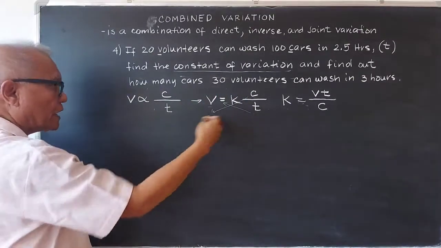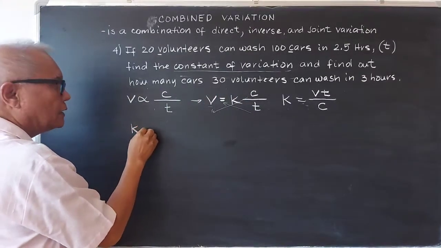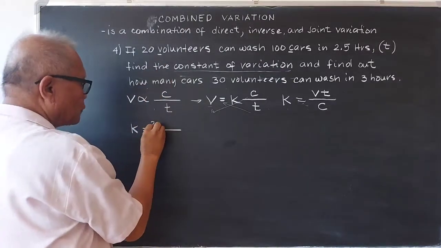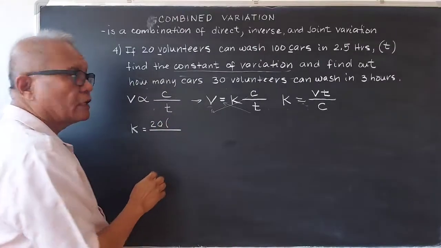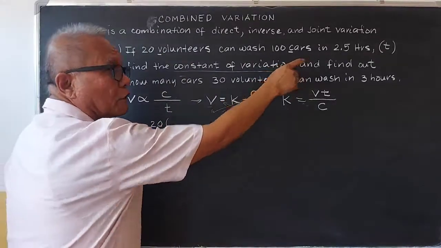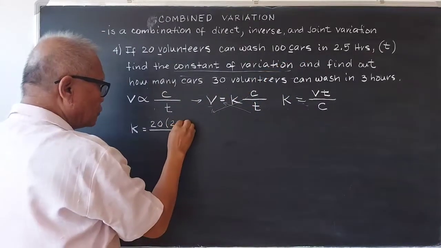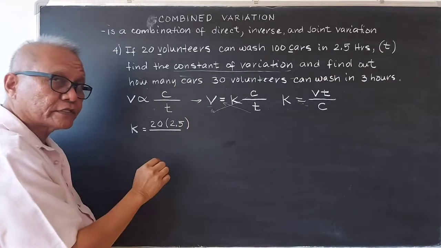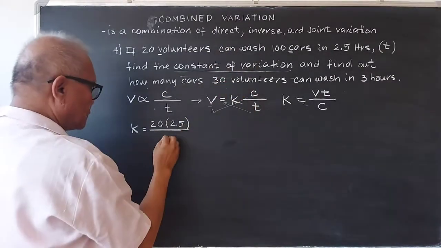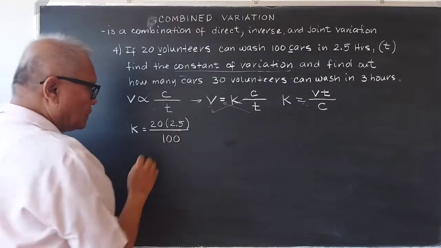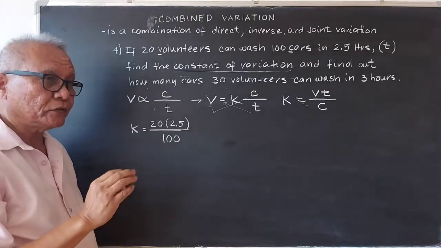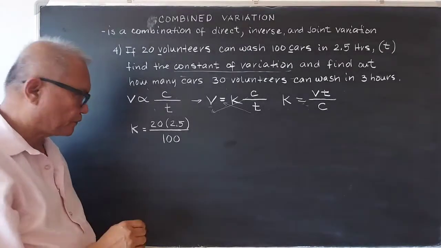So our K, back here guys, K is equal to V. How many volunteers? We have 20 times, what is the time for this 20 volunteers? 2.5 hours. So multiply by 2.5 hours. And then the C number of cars is 100. Alright. Always check the units. The units must be the same.